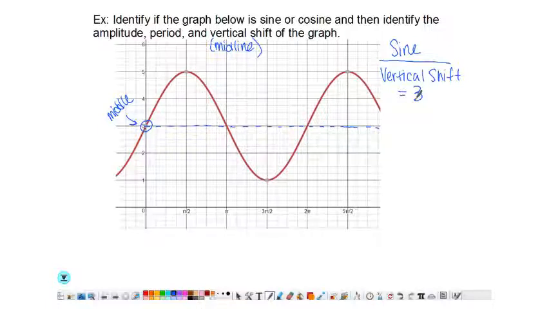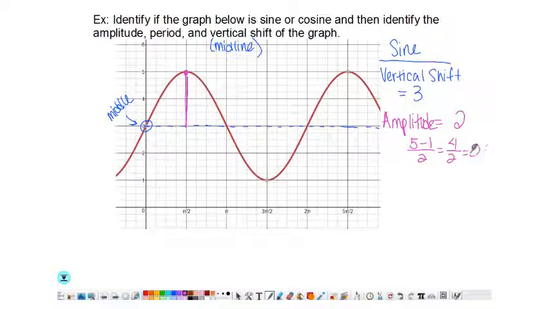Our amplitude is going to be the distance from our maximum point down to the midline. So we go from 3 to 5, so our amplitude is 2. You can also figure that out by saying the max height is at 5, the minimum height is at 1. 5 minus 1 divided by 2 would give us 4 over 2, or 2. So there's another computation that you could do.